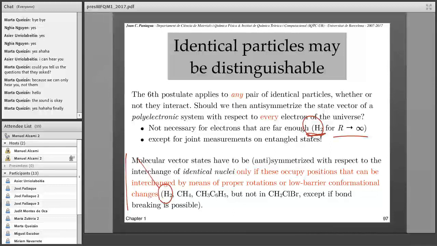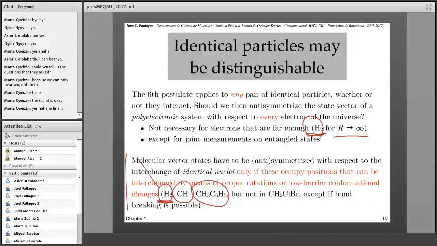But when can we consider that two nuclei are indistinguishable? In fact, they are indistinguishable when they can be interchanged in physically possible, feasible motions of the molecule. For instance, the two hydrogen nuclei in the H2 molecule can be interchanged by a rotation. If we are in gas phase, rotations are free, so there is no way to differentiate the two nuclei. Same for CH4.